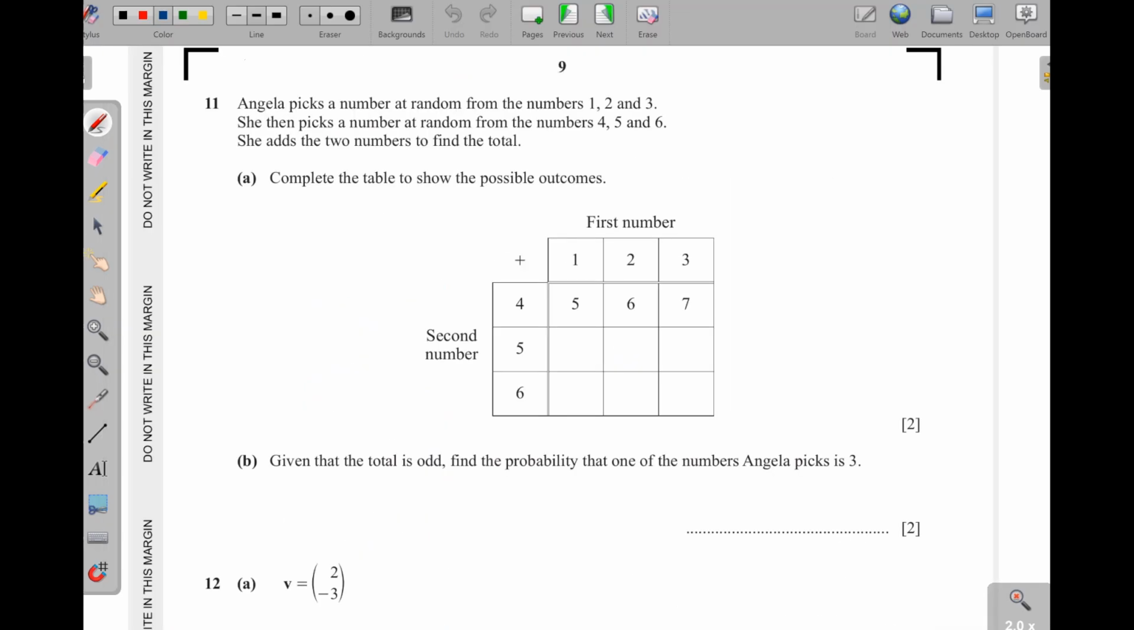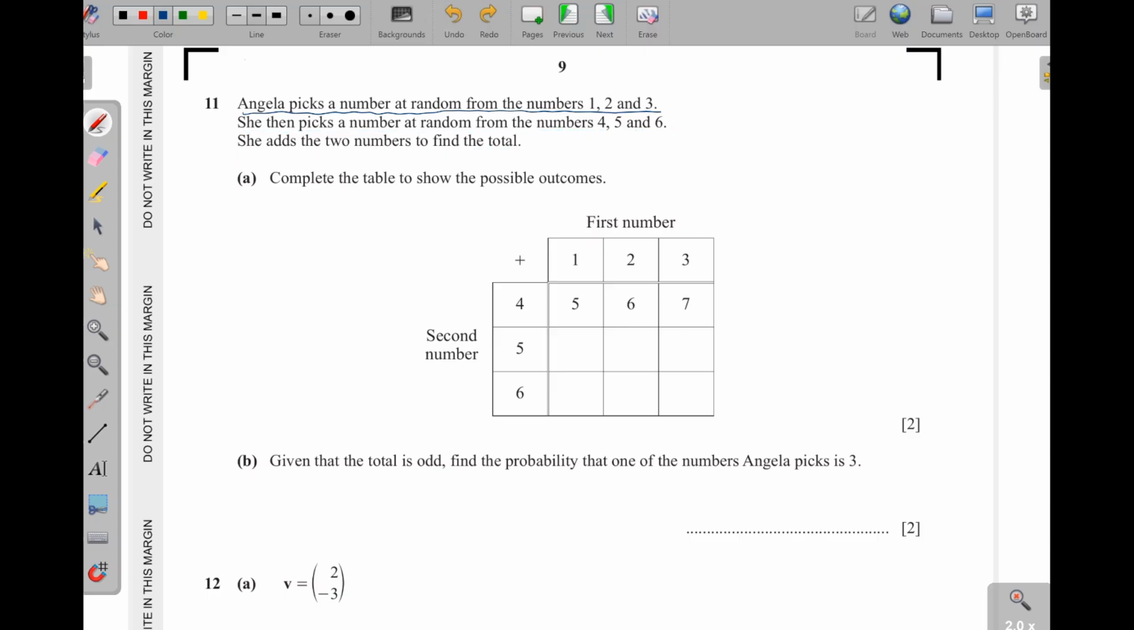Question 11 is coming from probability. Angela picks a number at random from the numbers 1, 2, and 3. She then picks a number at random from the numbers 4, 5, and 6. She adds the two numbers to find the total. Part A, complete the table to show the possible outcomes.